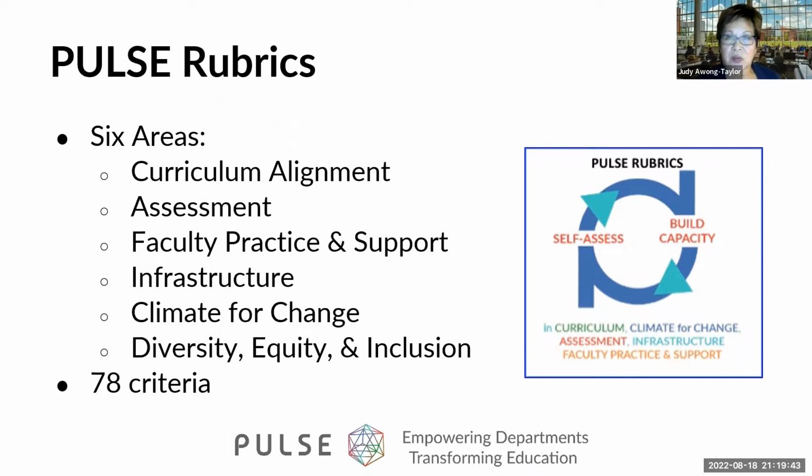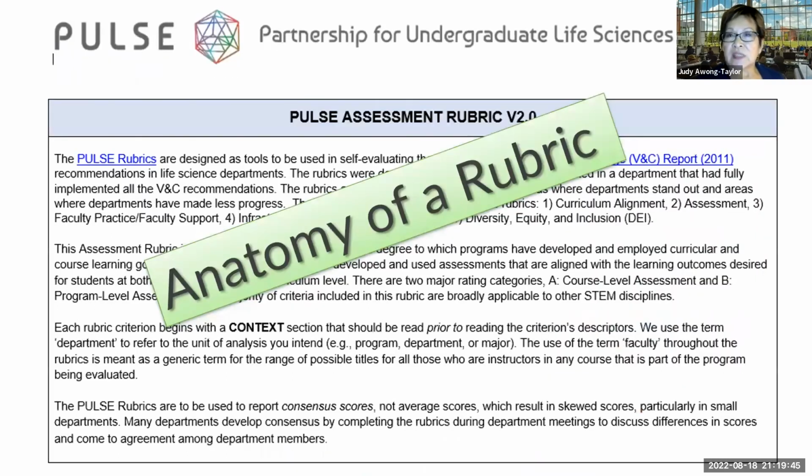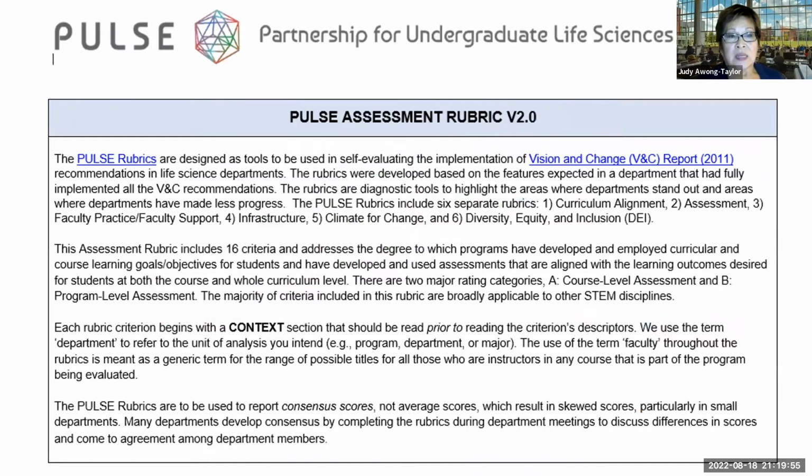So what do we mean by criteria? To help you better understand how the rubrics work, I will provide a quick overview of the anatomy of a rubric, and this may help clear up how to use the rubrics. This example is taken from the assessment rubric. So what you see here is the first page or preface of the rubric. The preface provides a general introduction to that specific rubric and also provides instructions on how to use the rubric.